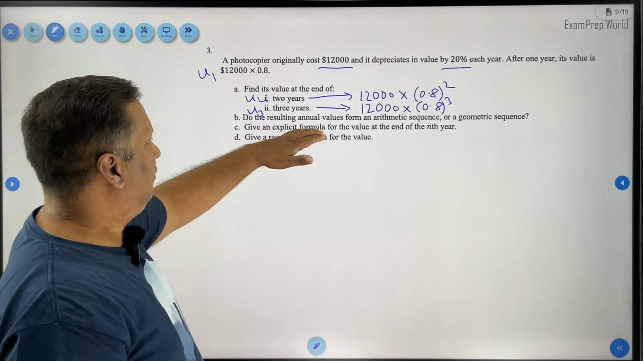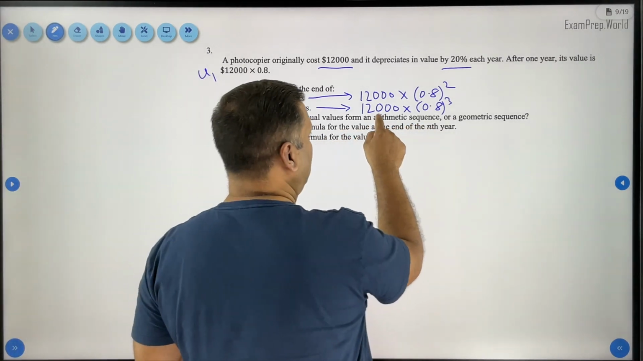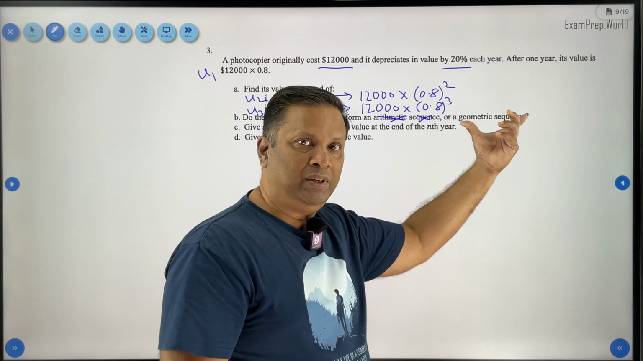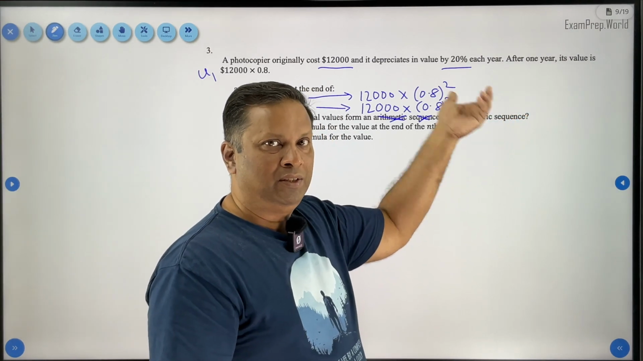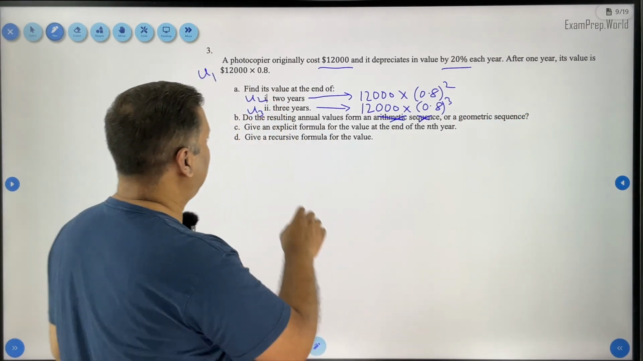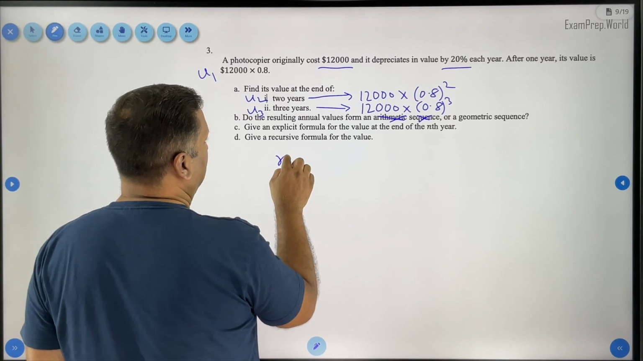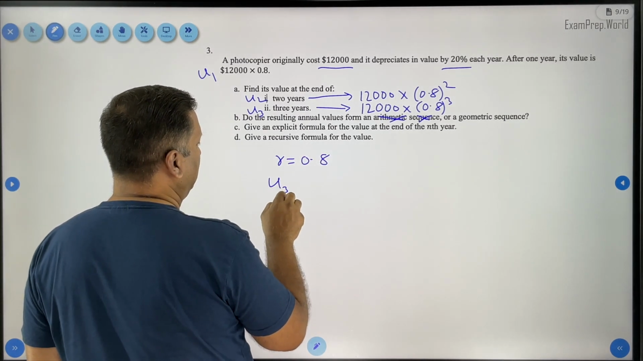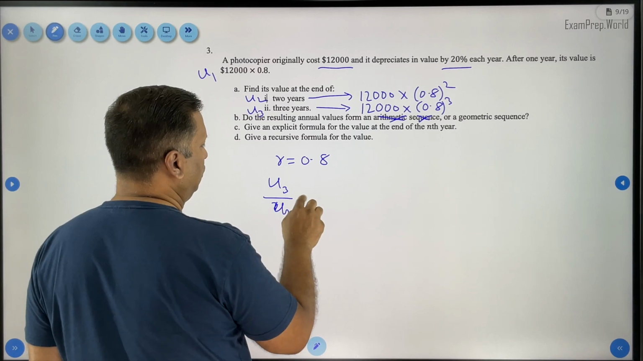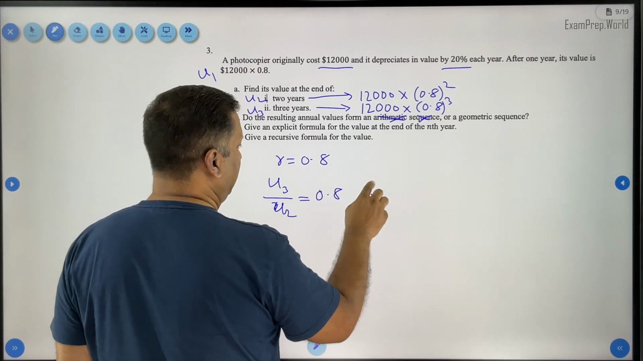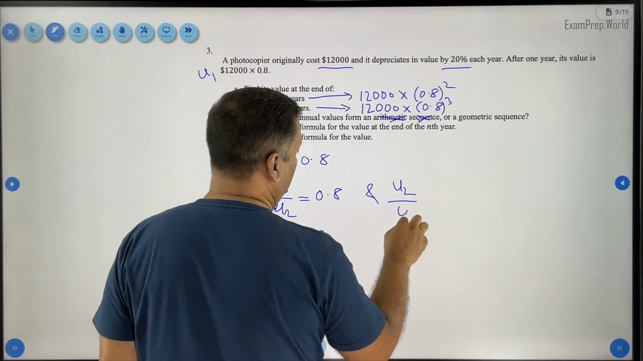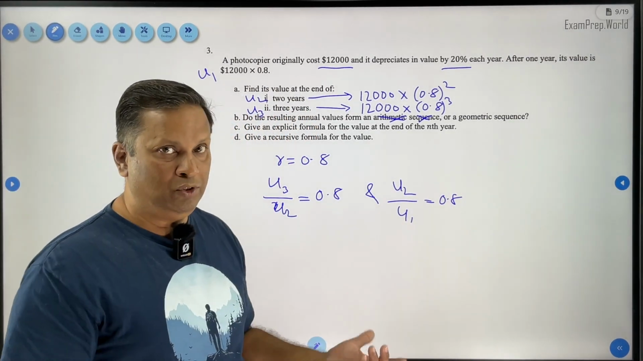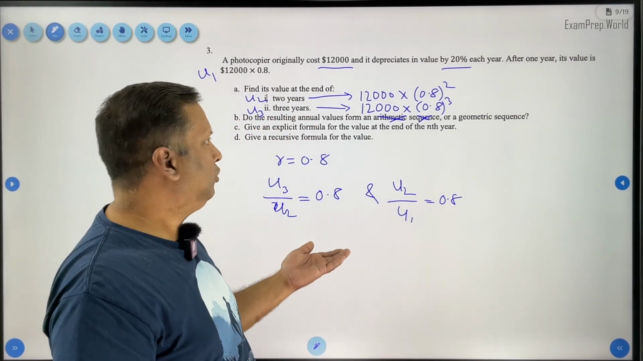Do the resulting annual values form an arithmetic sequence? No, it does not form an arithmetic sequence. What does it form? It definitely forms a geometric sequence because the common ratio is the same. How do you explain that? R equals 0.8. You can check: U3 by U2 is 0.8 and U2 by U1 is also 0.8. So it is definitely a geometric sequence because we have a fixed common ratio.